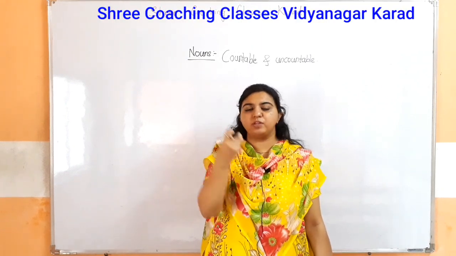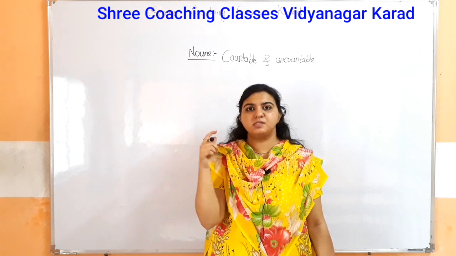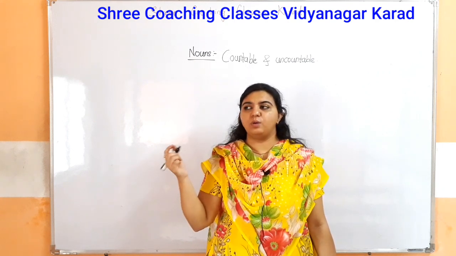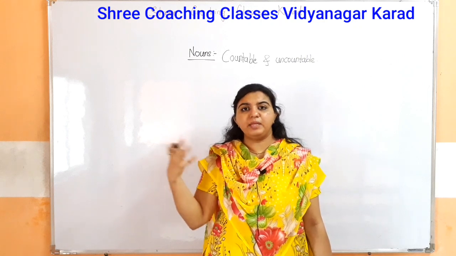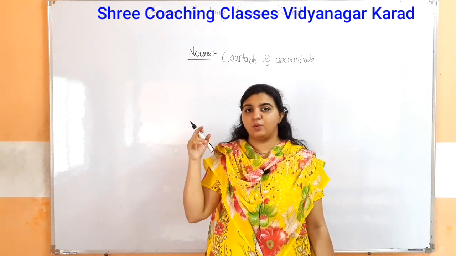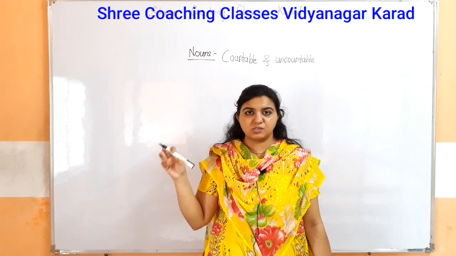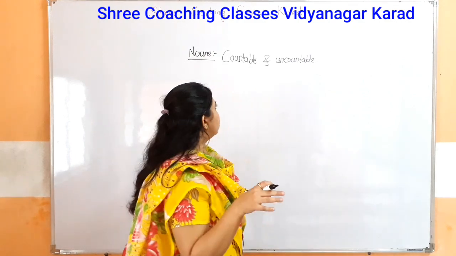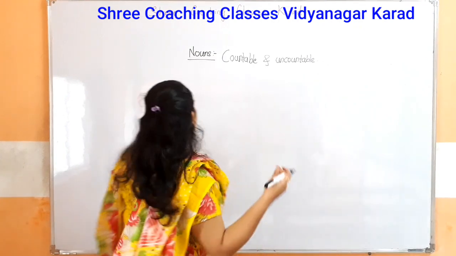Suppose the thing is in a single form, that is a pen, so we can name it a singular countable. And if there are many pens, that is we add s to it, that is called a plural countable. Okay, so what is the countable? We'll study.